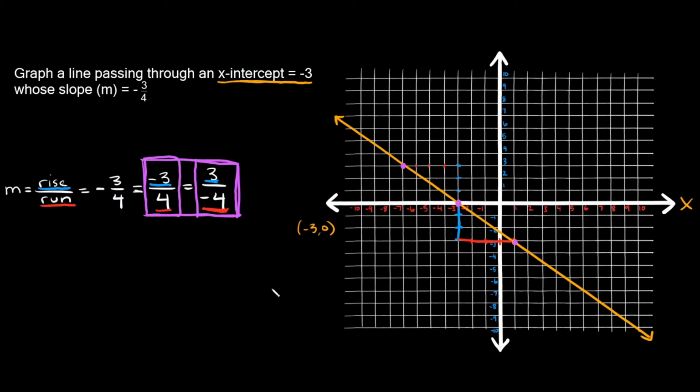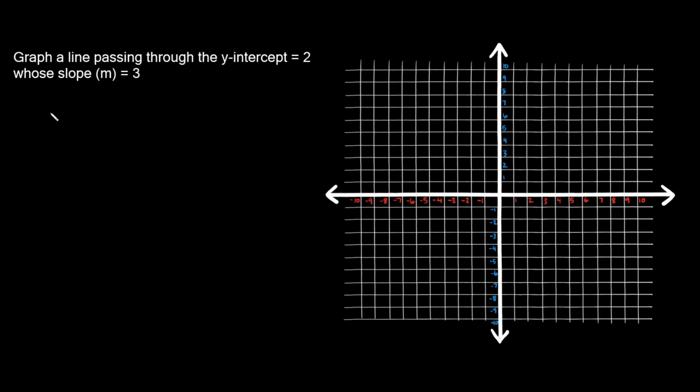Now let's do one more example with the y-intercept. This problem says graph a line passing through the y-intercept equal to 2, whose slope, m, is equal to 3. Again, the y-intercept always falls along the y-axis. So where along the y-axis is it equal to 2? Well, +2, right? That would be right here. So on the y-axis, this is +2. Great, we found our point.